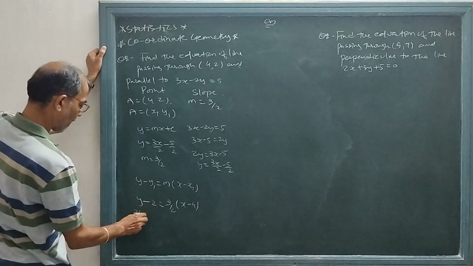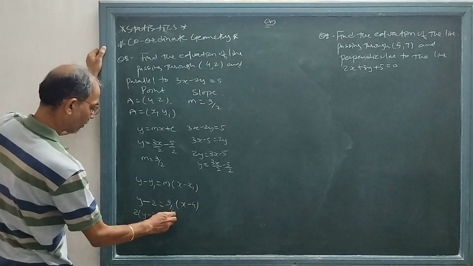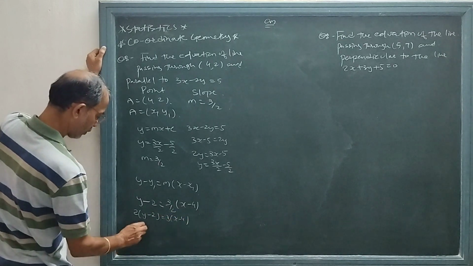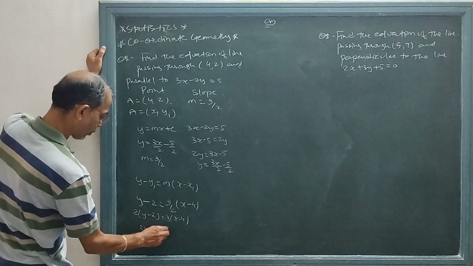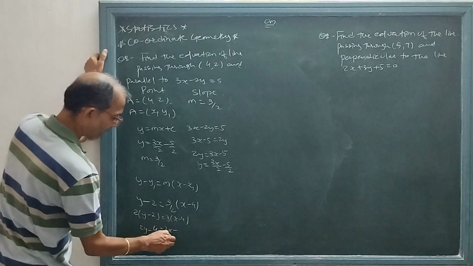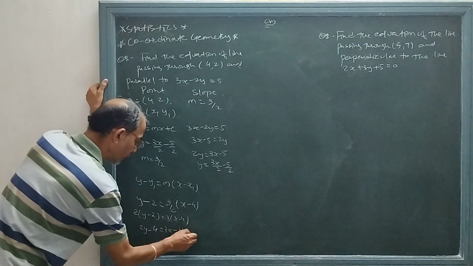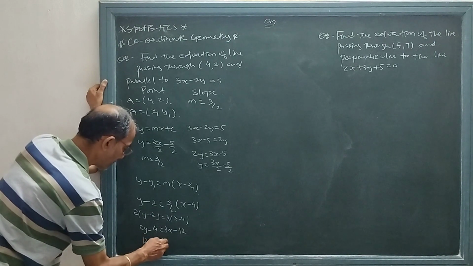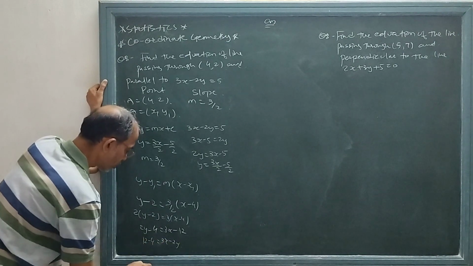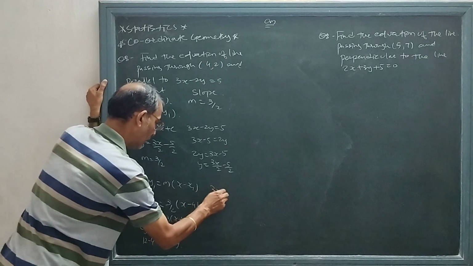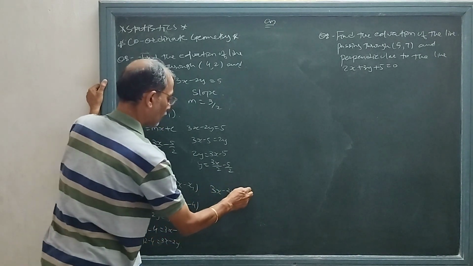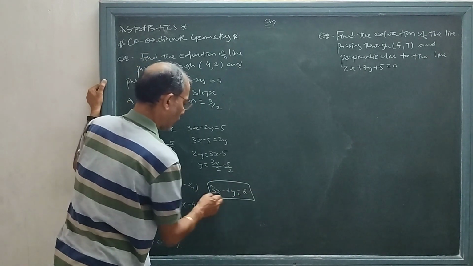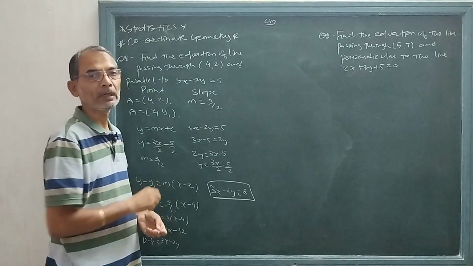2 will multiply with y minus 2, and 3 with x minus 4. So 2y minus 4 is equal to 3x minus 12. Bring 12 to this side. So 3x minus 2y is equal to 8 will be the required equation.